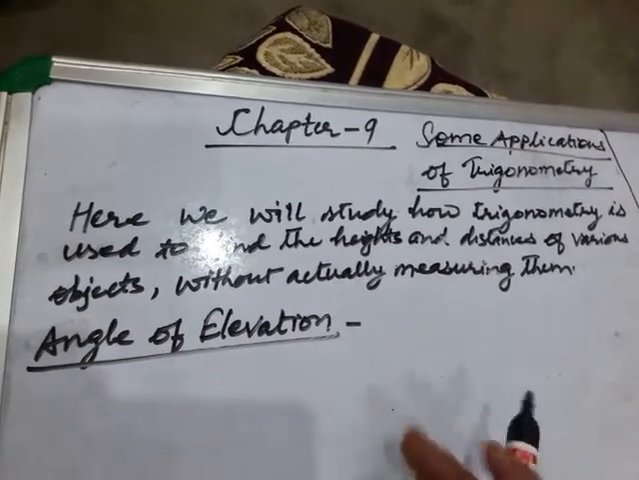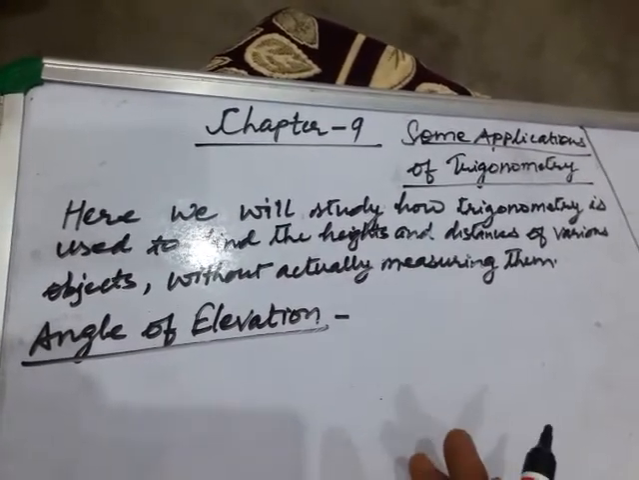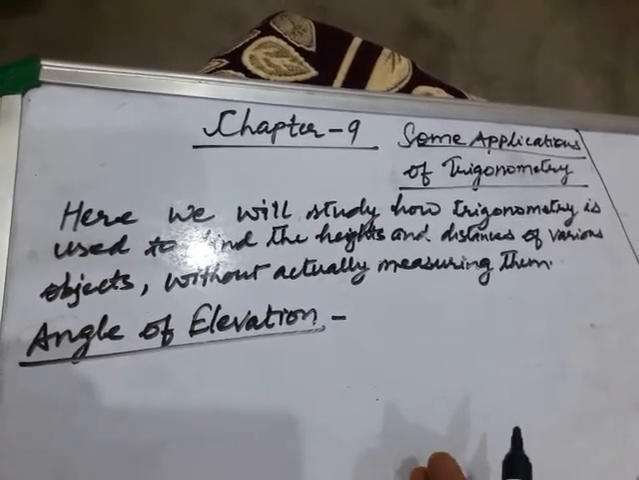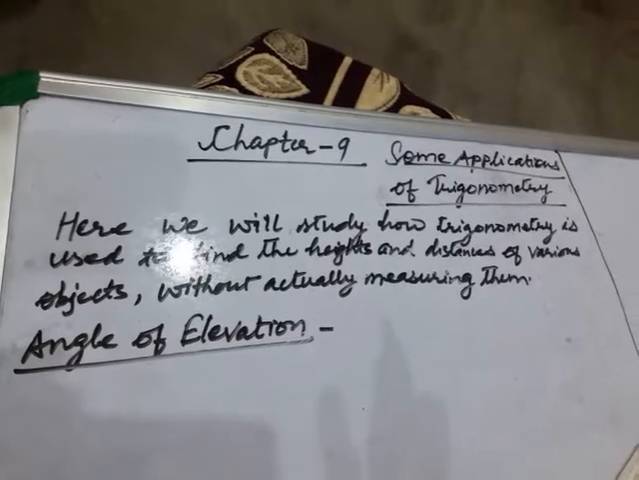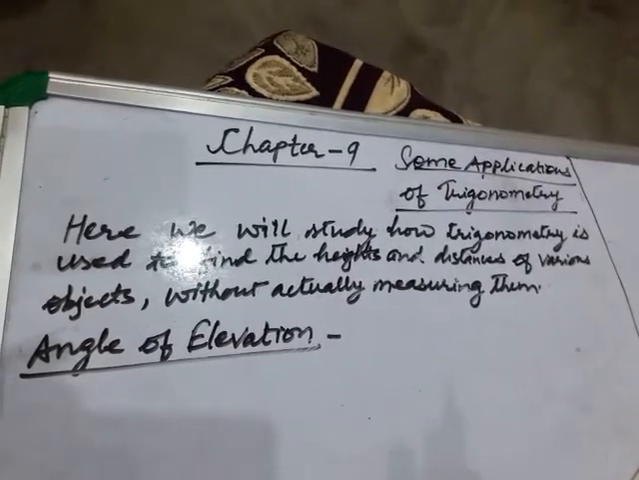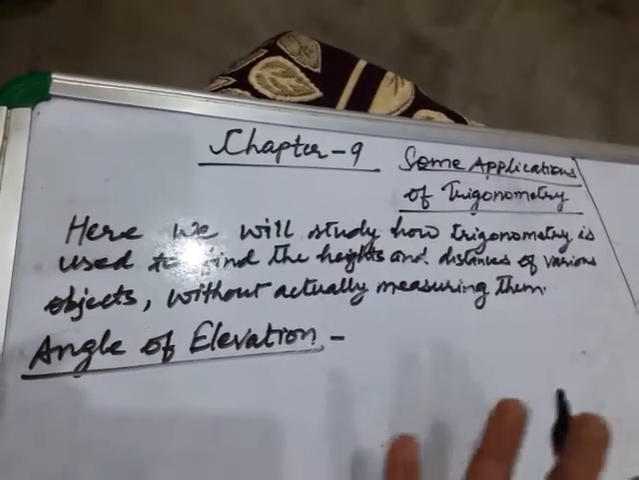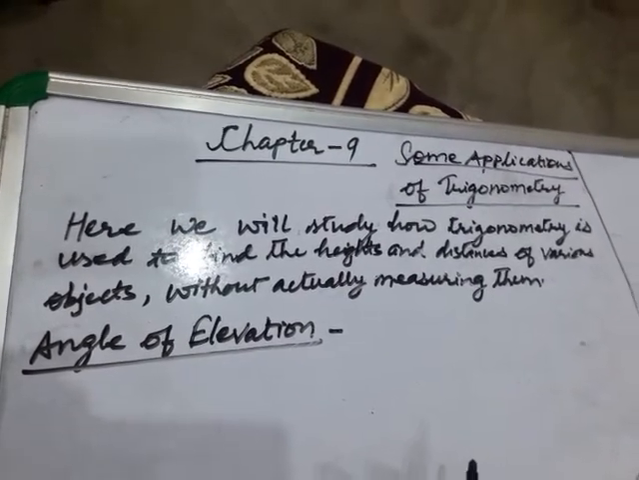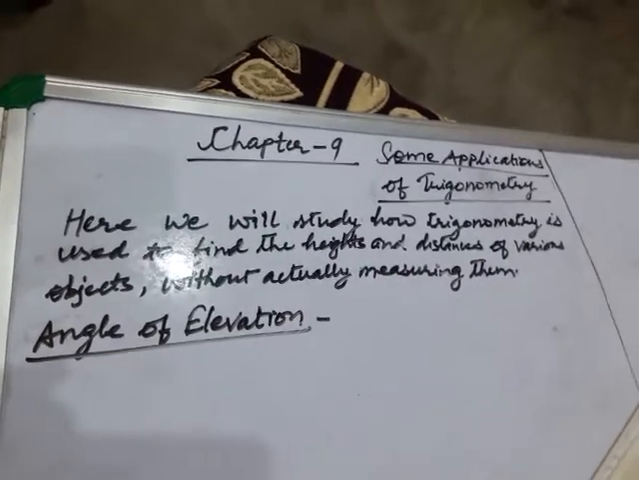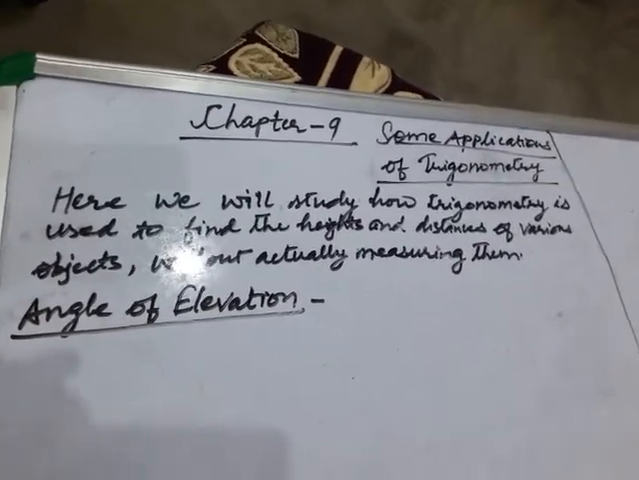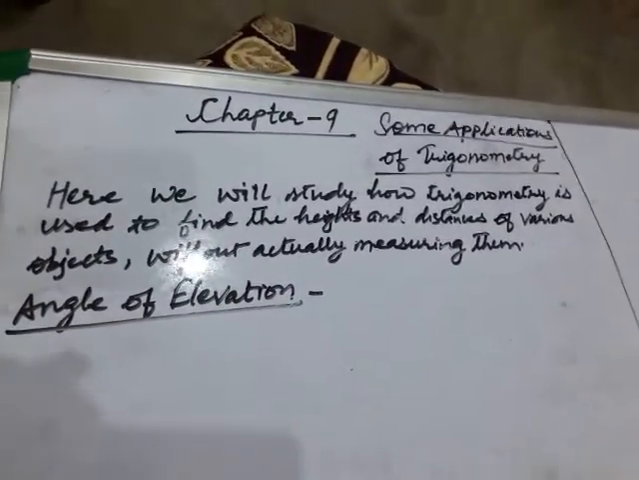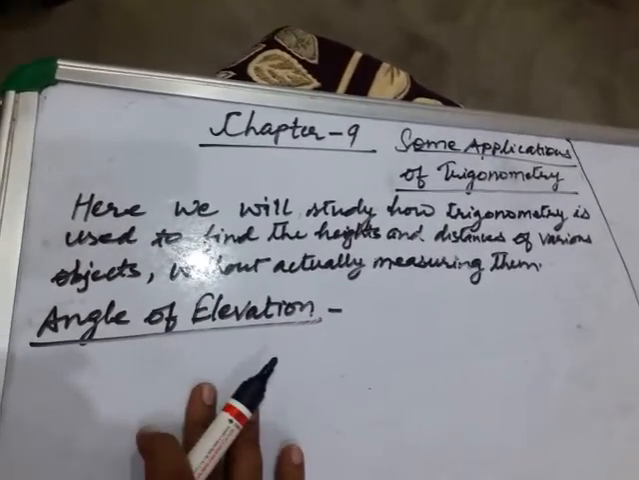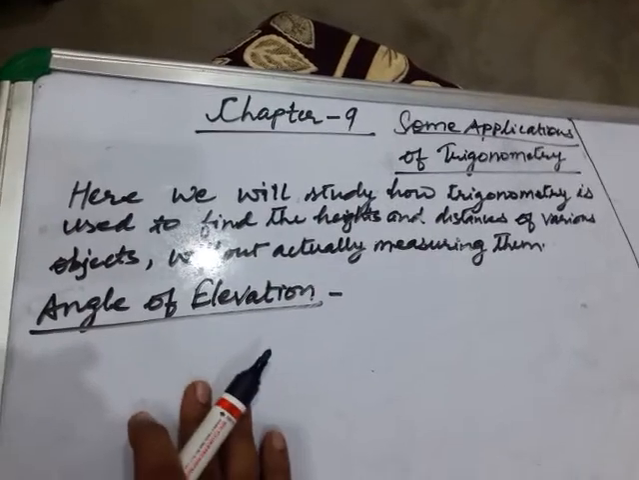Clear, you can think how the height of Mount Everest would have been found. It is just because of this, heights and distances, that is application of trigonometry. Because of that only we measured the distances and the height of Mount Everest, and several other things are there where trigonometry is used, in engineering also. So for that, let us see the first term, angle of elevation.